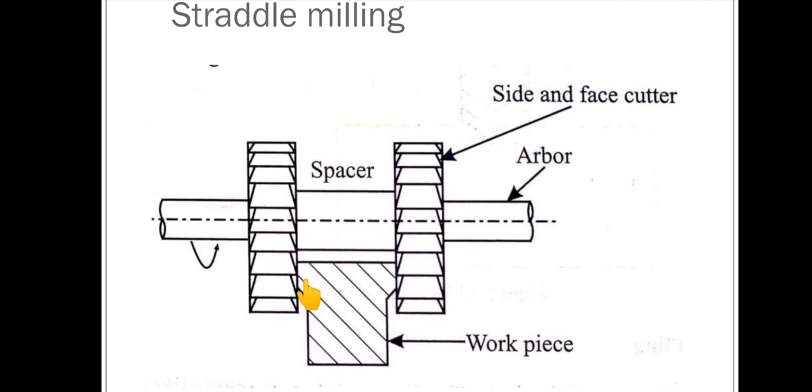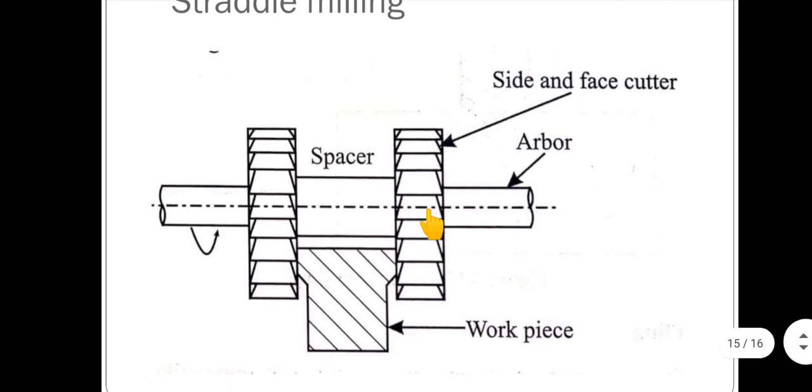So this is nothing but straddle milling. Two parallel surfaces machined simultaneously on a workpiece. This is carried out on a horizontal milling machine. Here two side and face milling cutters have been mounted on the arbor. At a time both the operations can be done. So this is called straddle milling.